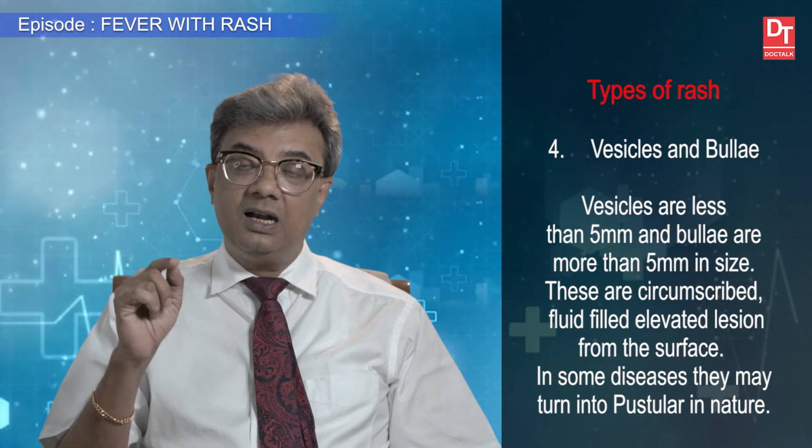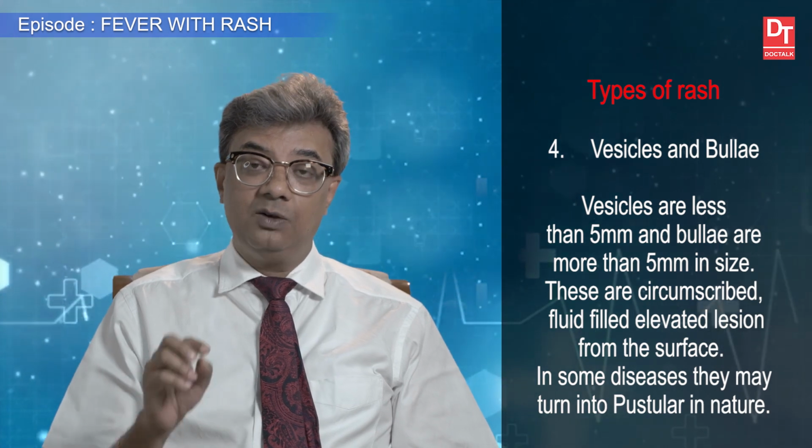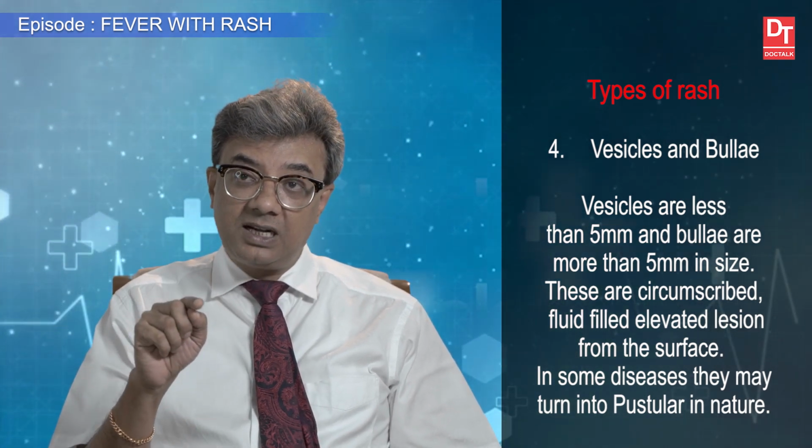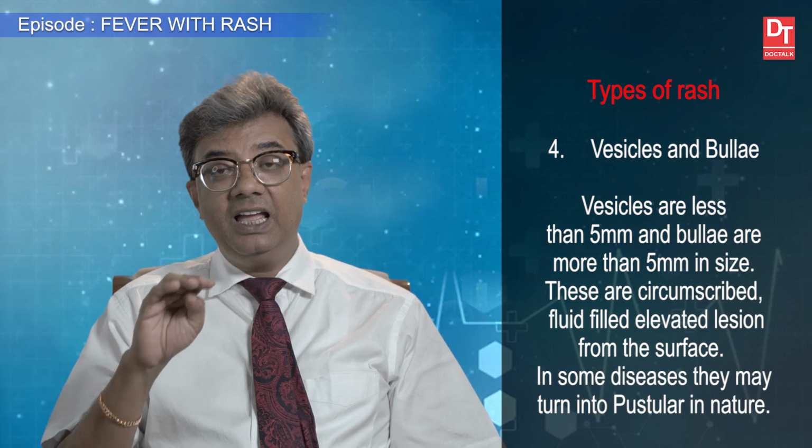Now, what are vesicles? Vesicles are less than 5 millimeter in size, and bullae are more than 5 millimeter in size. And what is that? This is a circumscribed, fluid-containing elevated lesion from the surface, either vesicle or bullae. When size is less than 5 millimeter, that is vesicle. When size is more than 5 millimeter, this is bullae.